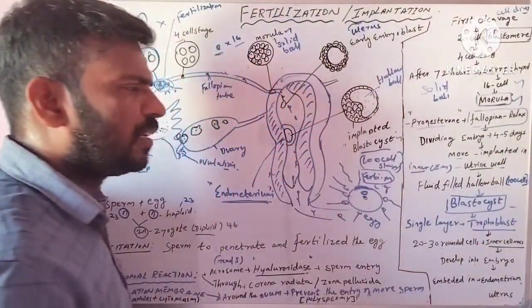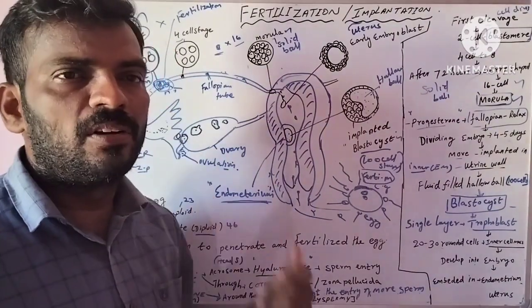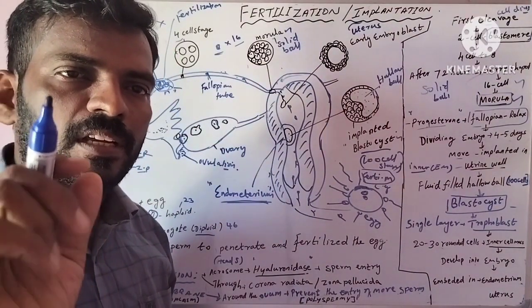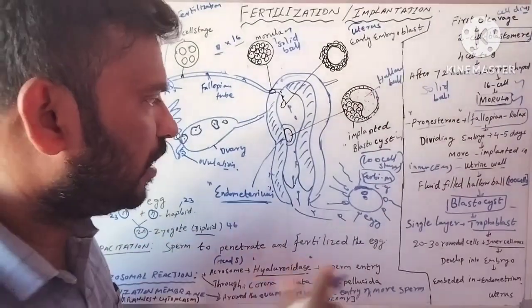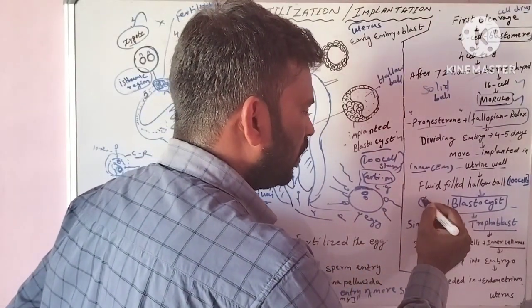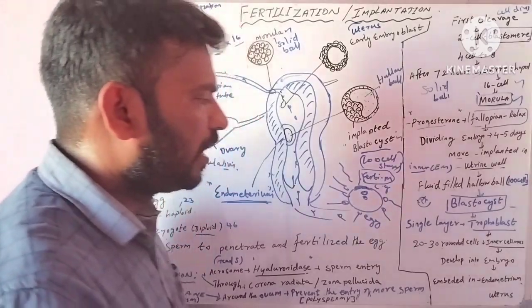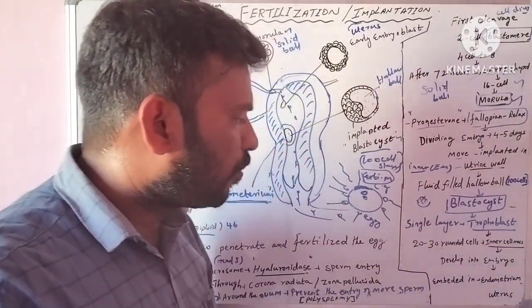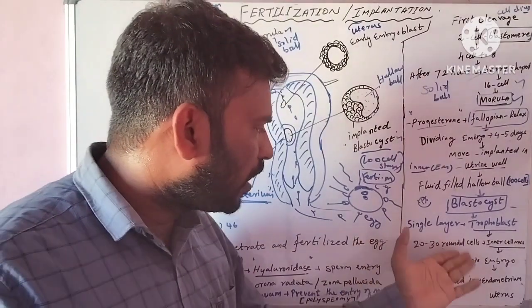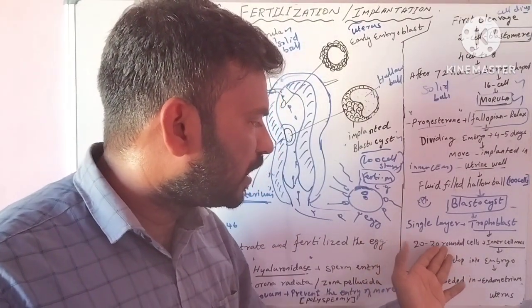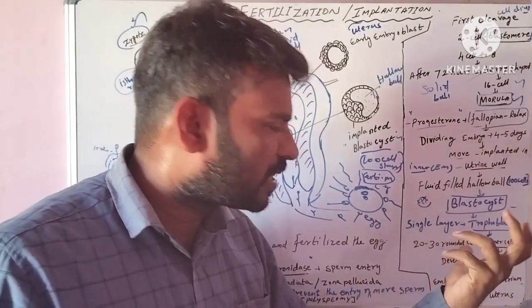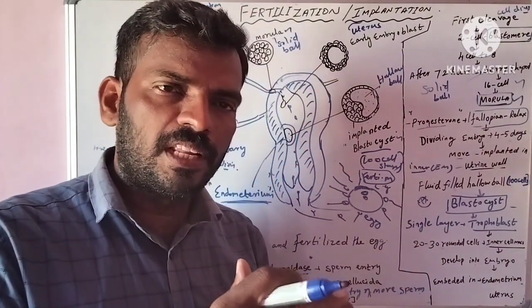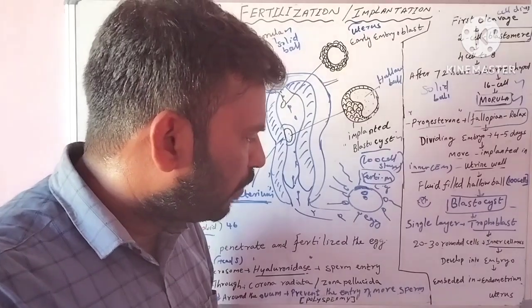Okay, some questions. Which cell stage is implanted into the uterus? The blastocyst stage is implanted into the uterus. This is very important, 1 mark. Then the blastocyst has a single layer called the trophoblast. The trophoblast contains 20 to 30 round cells, that is called the inner cell mass. Now the embryo develops further.